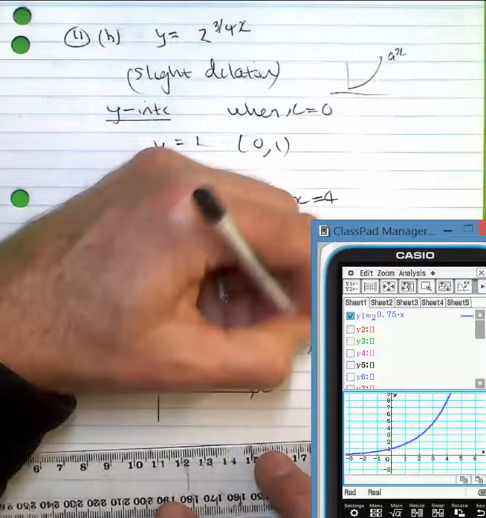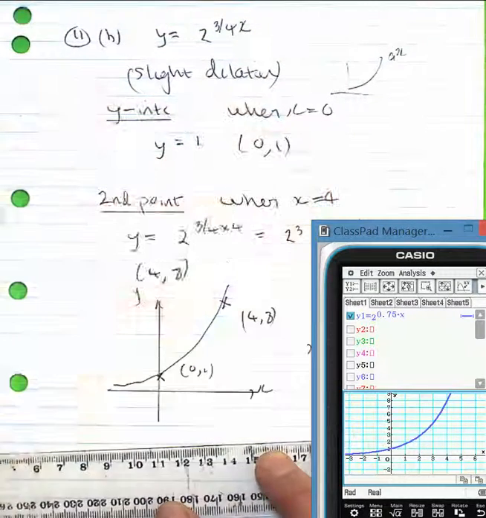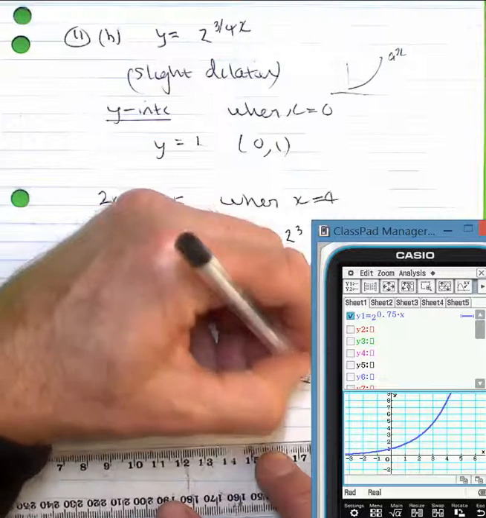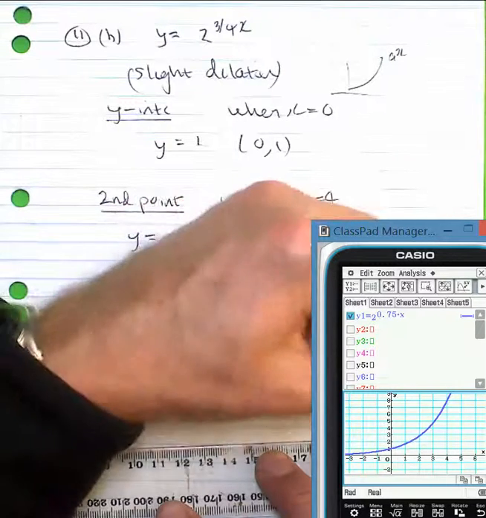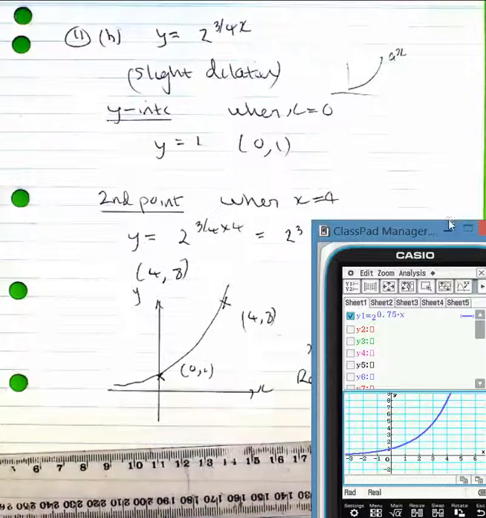And as before, x is an element of the real numbers, and for my range, 0 to positive infinity.